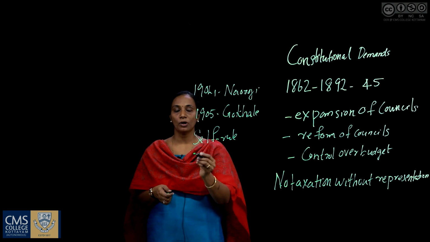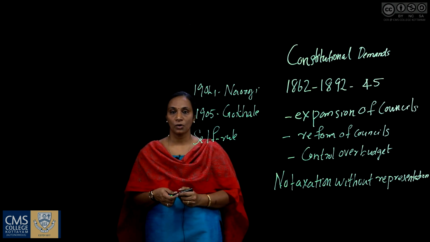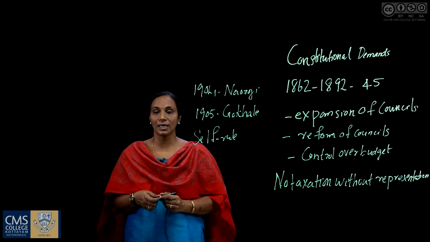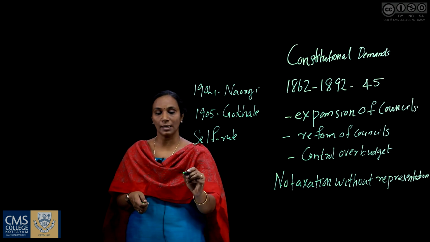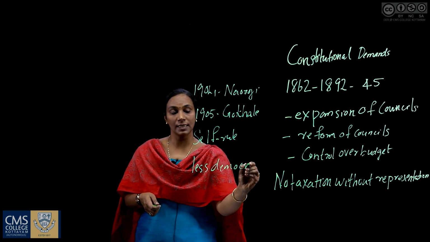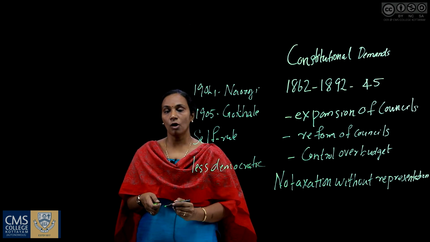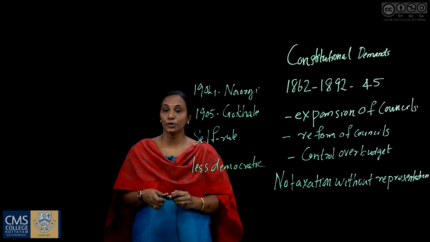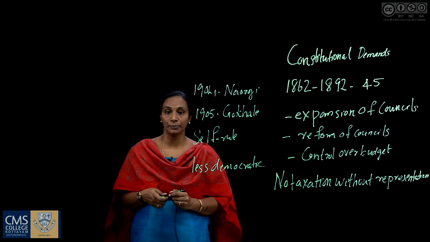This is a very important aspect to be noted. While we analyze the constitutional demands of the moderates, we can see that they were less democratic in nature. Also, the moderates failed to demand the right to vote for the masses and for the women.